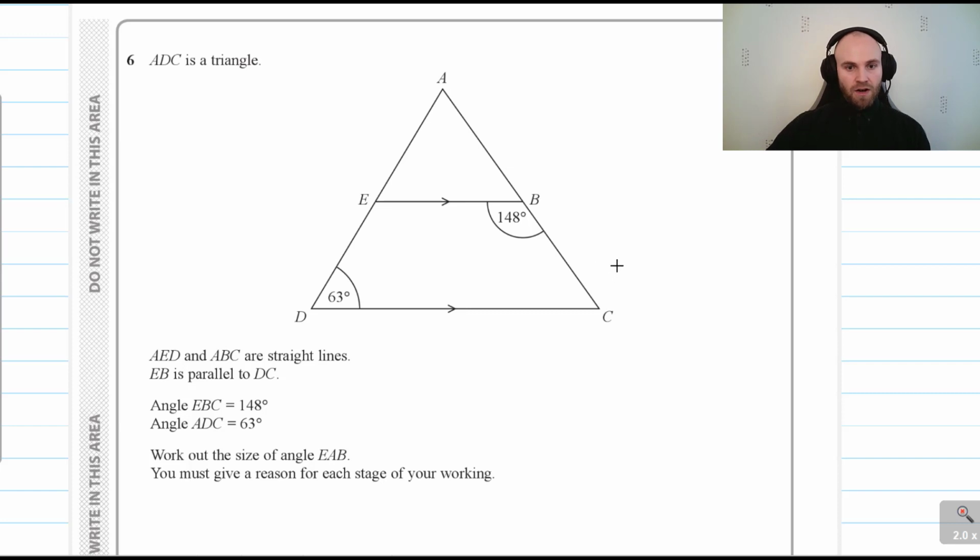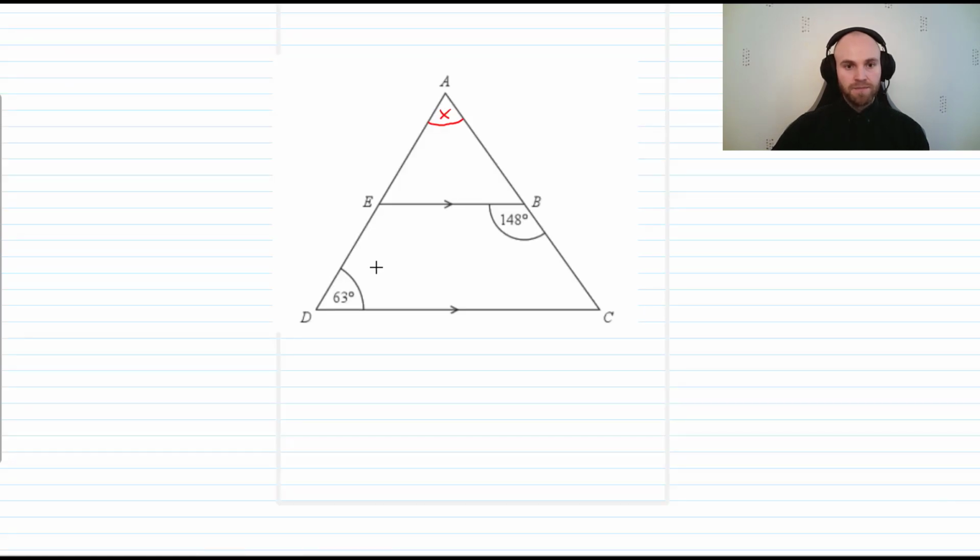Okay, number 6. ADC is a triangle, which we have here. ADC, AED, and ABC are straight lines. EB is parallel to DC. Angle EBC equals 148 degrees. Angle ADC equals 63 degrees. Work out the size of angle EAB, which is this one at the top. You must give a reason for each stage of your working.